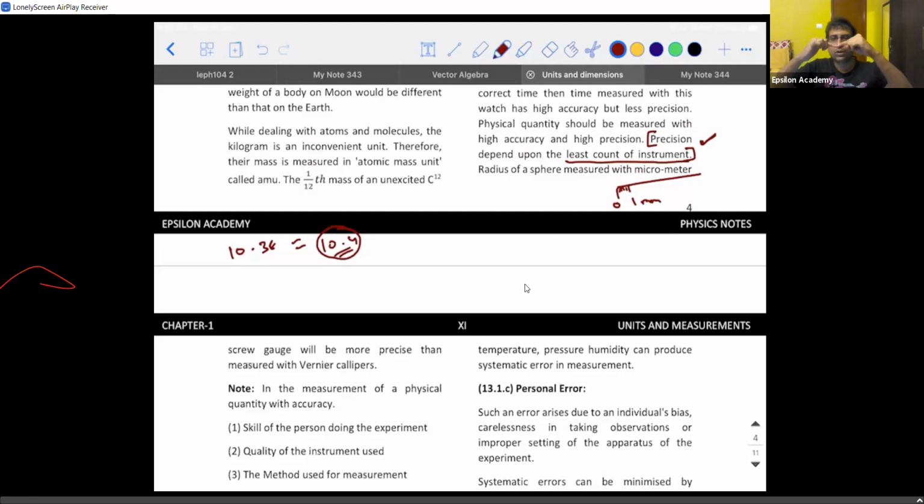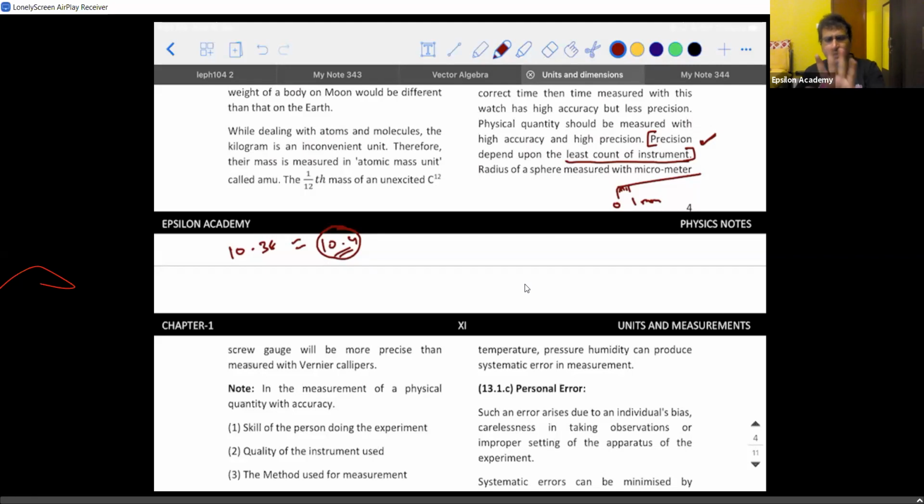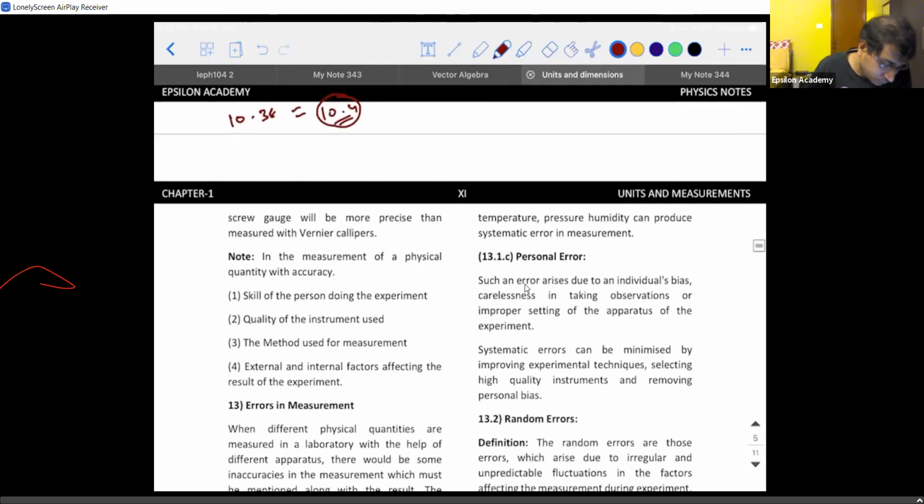Whereas when you take a spoon, first it will bend, then it will go. So that is not a precise thing. So I'm trying to explain the basic meaning of precision. Okay. So generally, you need to make an important note here.